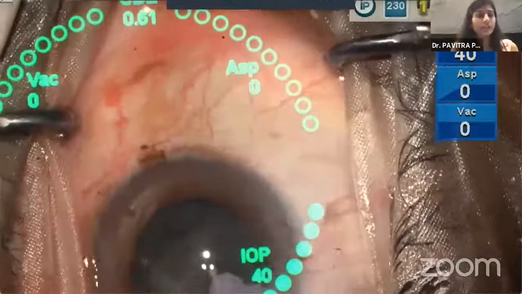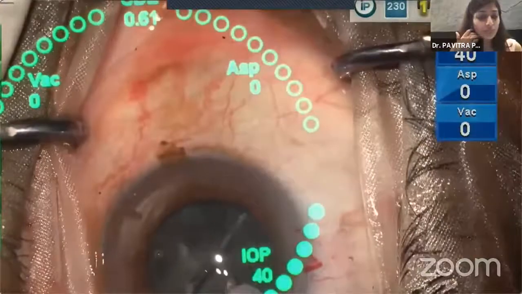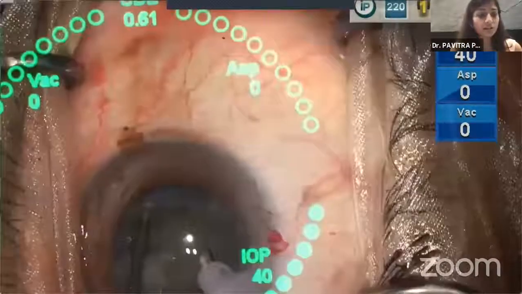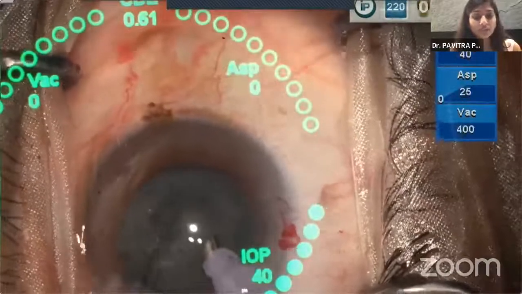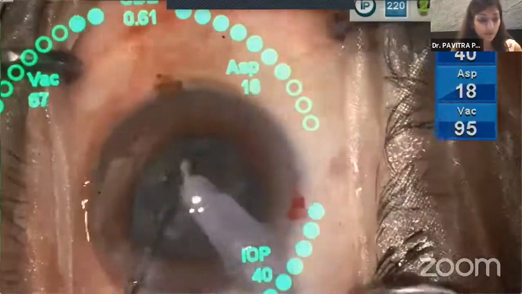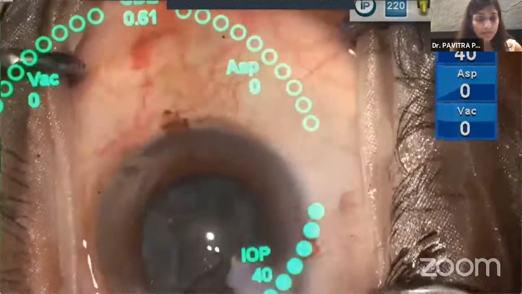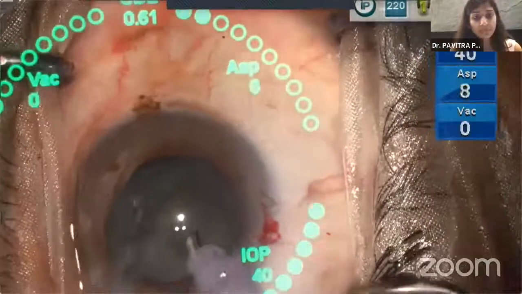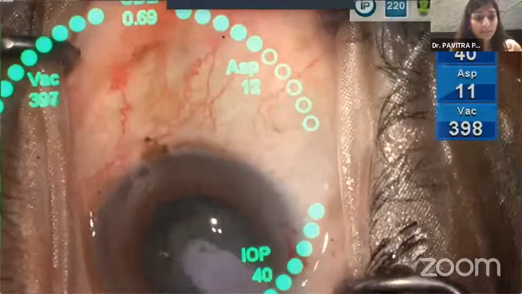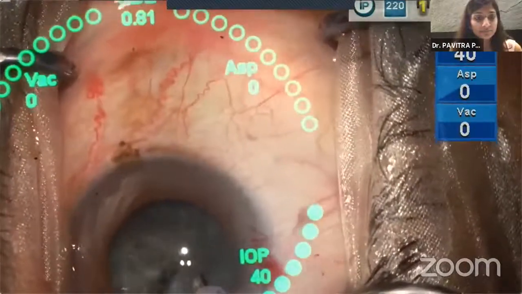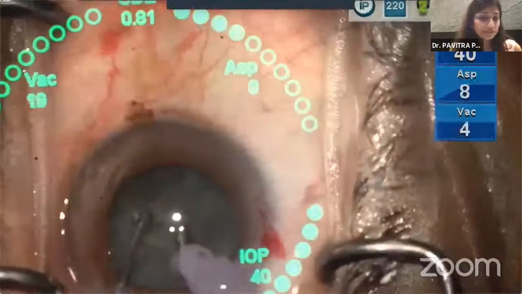Start, Pavitra. Yeah. So after multiple attempts, I could rotate the nucleus, and also here, as you see, the hold of the nucleus was not very good. There were multiple attempts tried for chopping of the nucleus.